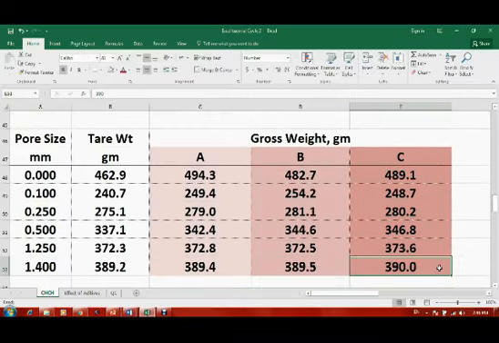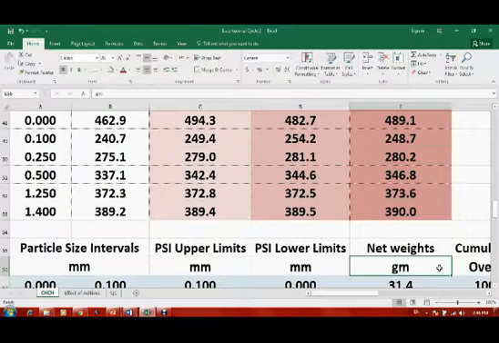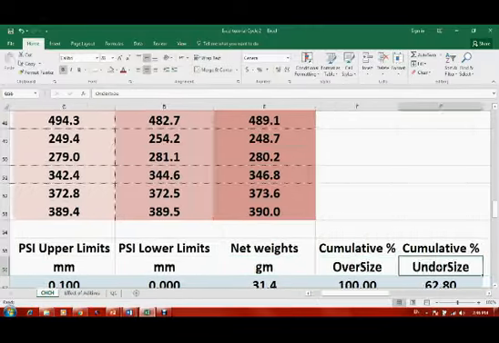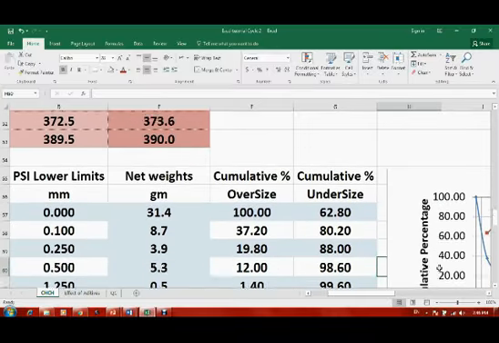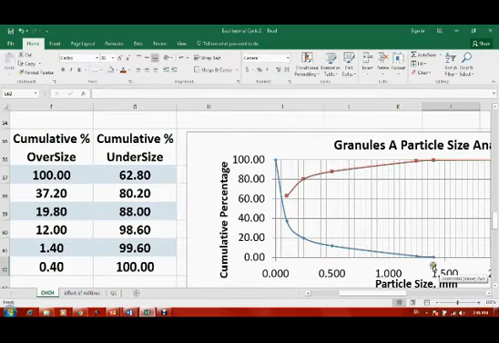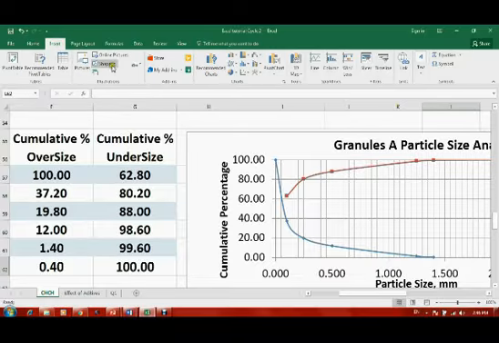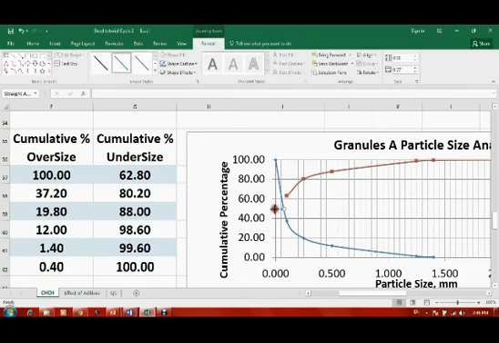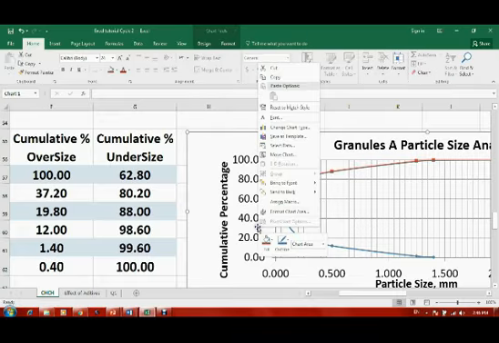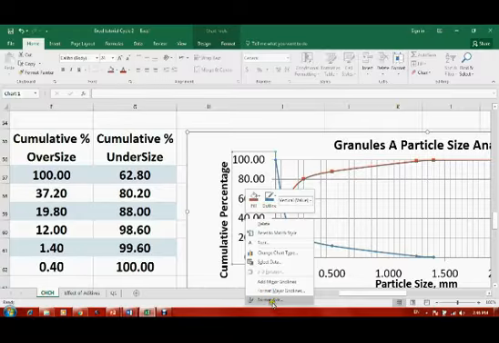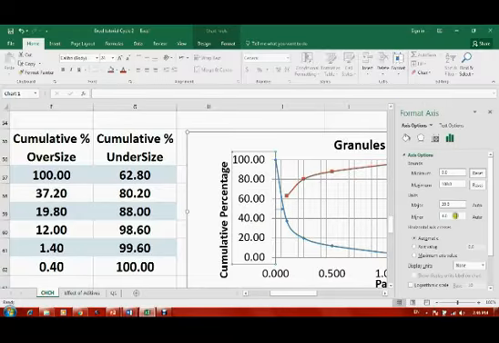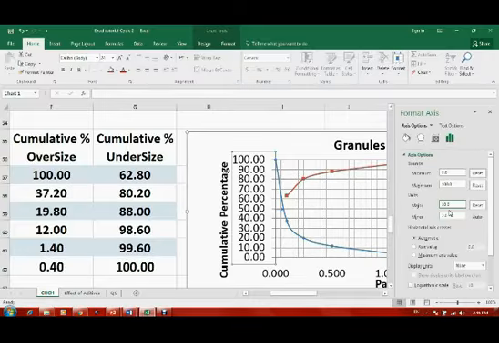Now, to estimate the median particle size, please use the same method we did in cycle 1 experiment 2, size reduction of powders. And if the cumulative percentages curve appeared as you can see in this example, you can only use cumulative percent over size to estimate the median particle size, as it will be the same in all cases.